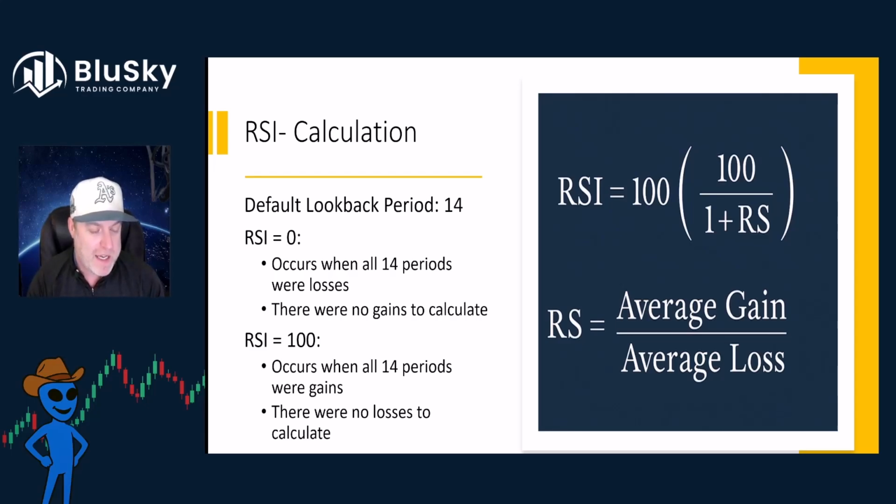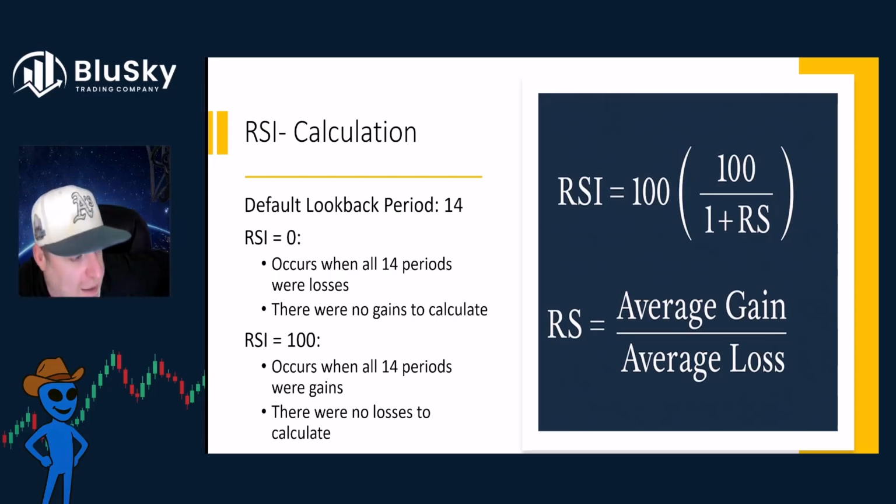Now, if every single one of the last 14 candles was down, RSI would be at 0, because that's when it measures the magnitude of those levels. If the last 14 periods were all big time gains, up to the moon, well, RSI is near 100, right? Very rare to get to 100, very rare to get to 0. Okay, but that's how it is measured.